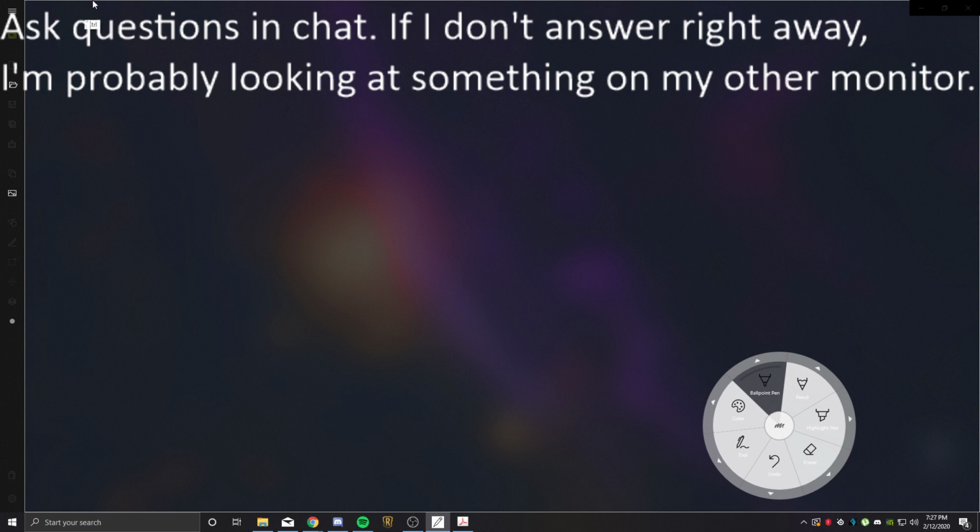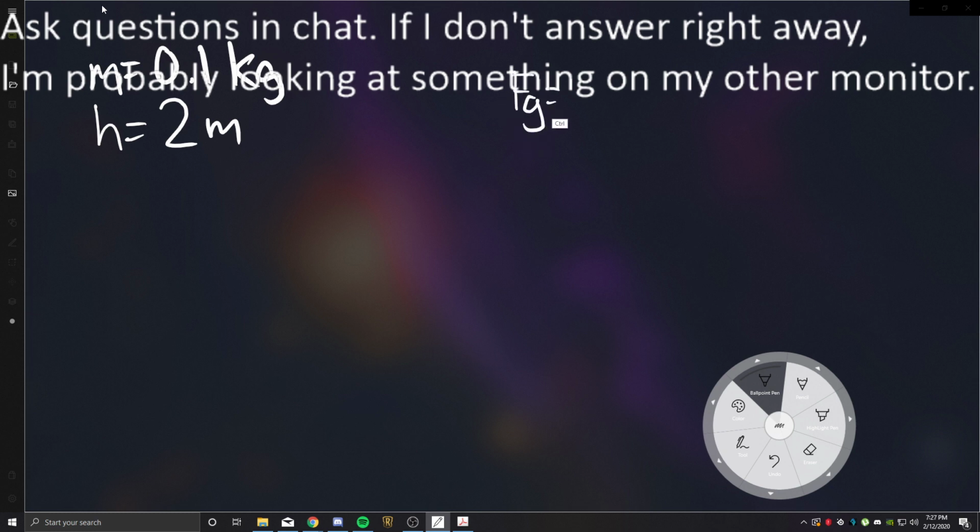Number 12 in 2.14. So your mass is 0.1 kg. Your tree is 2 meters. Can I release the step? Okay, yeah, no problem. Right? So your Fg is 50 newtons. Are we fine with that? Your force due to gravity is 50 newtons, because that's your weight.